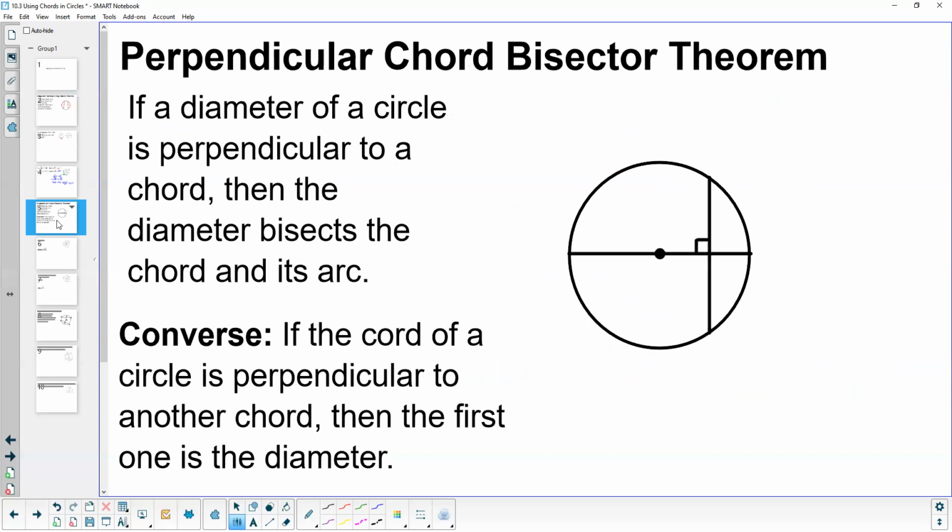So this next one is called the perpendicular chord bisector theorem. Now this one has its theorem and it has its converse, meaning it goes one way and the other. The perpendicular chord bisector theorem says if the diameter of a circle is perpendicular to a chord, then the diameter bisects the chord and its arc. So what does that mean? If this is our diameter and it is perpendicular to the chord, that means that these two segments of our chord are the same length, so it's bisected, and our arc is also going to be bisected.